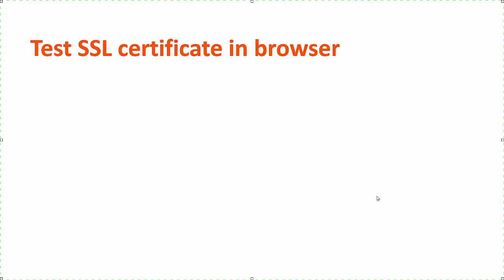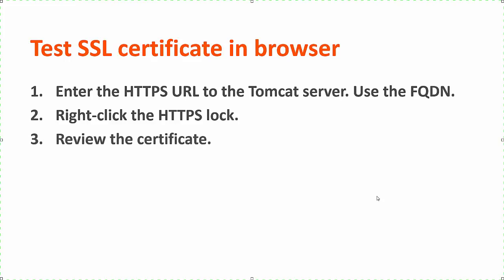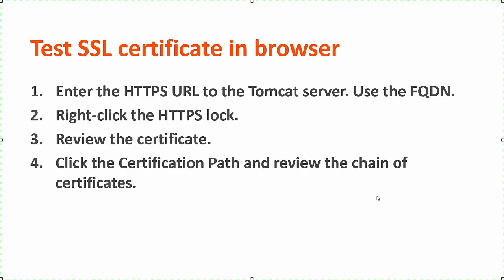Test the new SSL certificate in your browser. Enter the HTTPS URL to the Tomcat server and make sure that you use the fully qualified domain name. Right-click the HTTPS lock in the URL. That lock should be green and not red. Review the certificate, then click the certification path and review the chain of certificates. Make sure that each link in the chain of certificates is OK and secure.